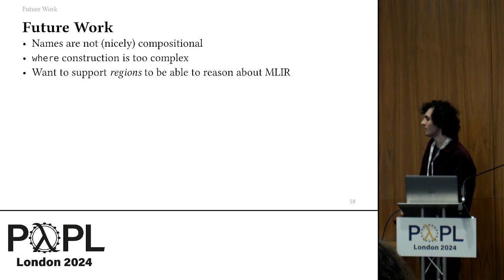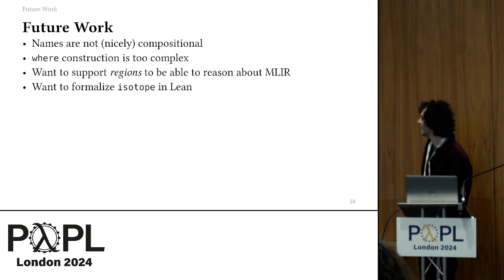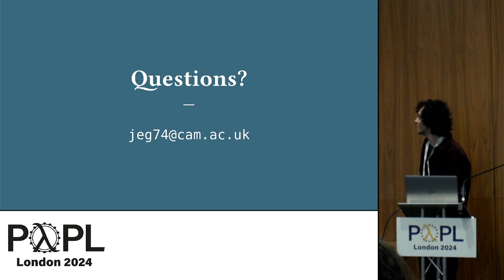And finally, we want to support regions, because once we support regions, then we can talk about MLIR. And if we talk about MLIR, then we can do cool things. And finally, I want to formalize all this stuff in Lean. We're about halfway there, so that's fun. Any questions?